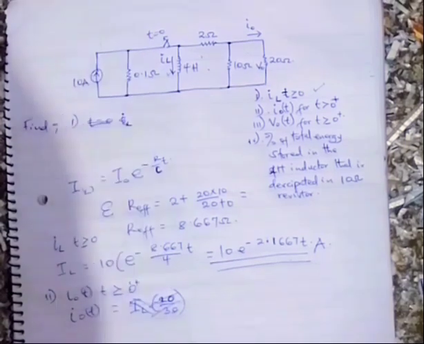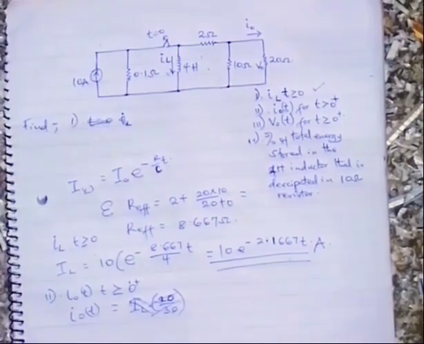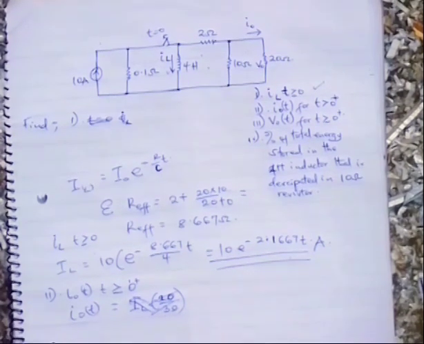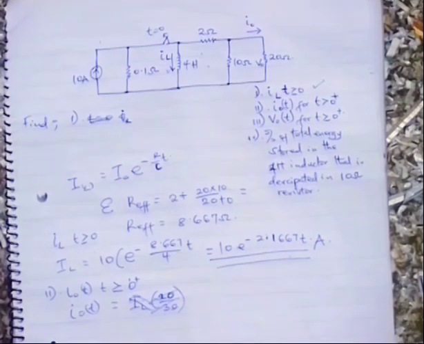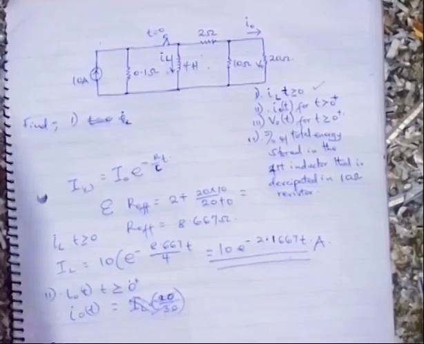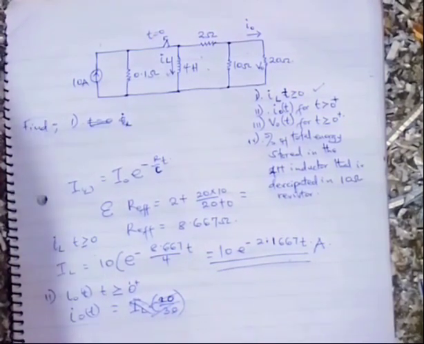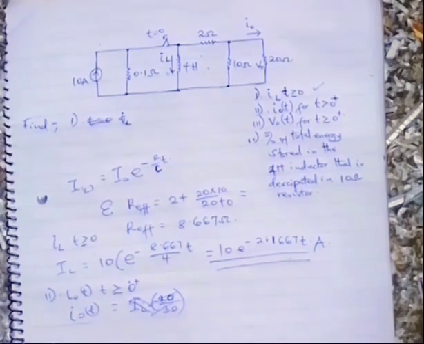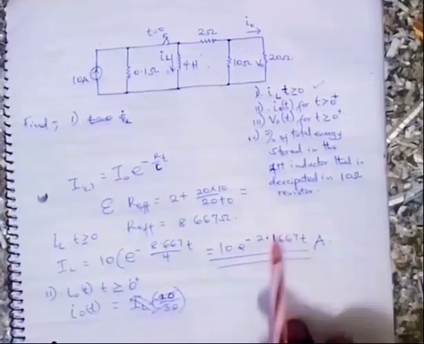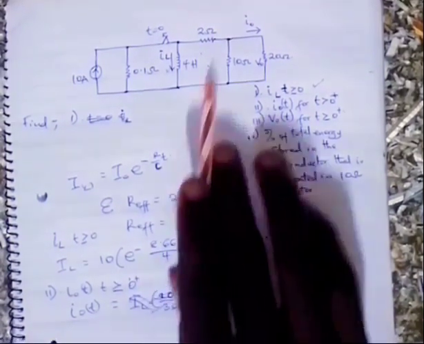The last question is the percentage of the total energy stored in the 4 henry inductor that is dissipated in the 10 ohm resistor. So we'll start by finding the R equivalent.